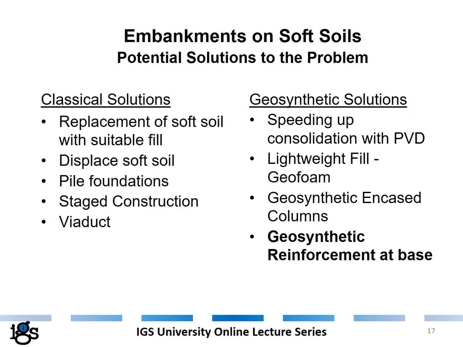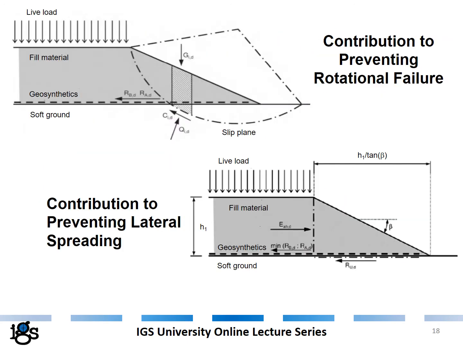A few of them can be listed as speeding up consolidation with prefabricated vertical drains, lightweight fill, or in other words, geofoams, geosynthetic encased columns, and geosynthetic reinforcement at base. Geosynthetic reinforcement at base is what I will look into in a little bit more detail. I will mention two mechanisms of how the reinforcement at the base of an embankment contributes.